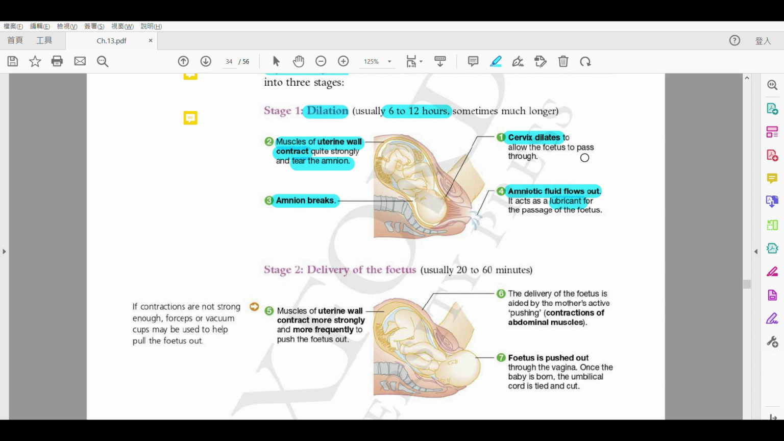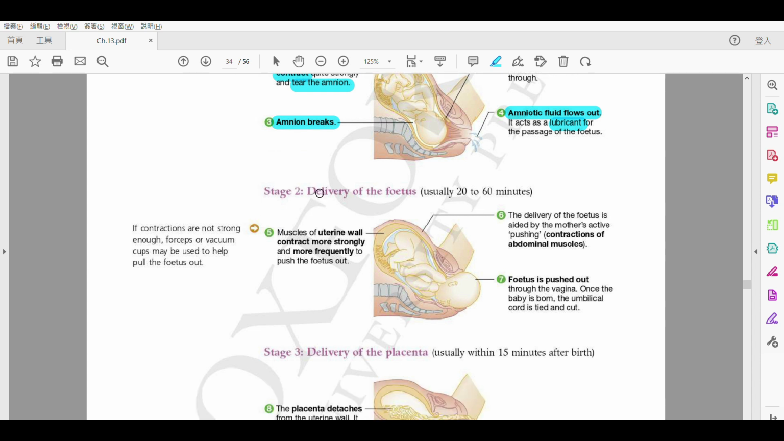So just remember 1 and 2. This is often mixed up. First the cervix dilates, then the uterine wall contracts. The amnion wall will break, and then fluid will flow out, acting as a lubricant. Okay, and then there will be the delivery. This one takes a shorter time.